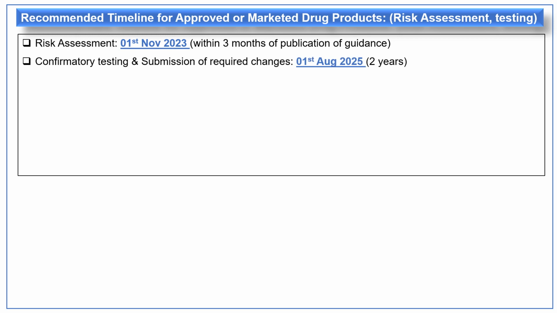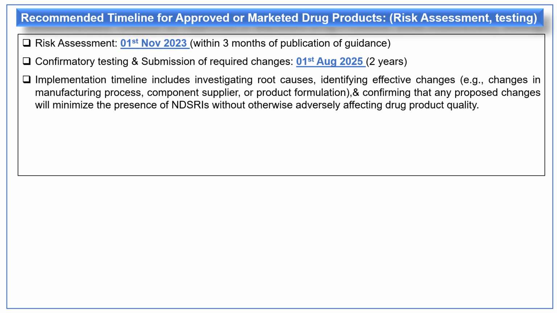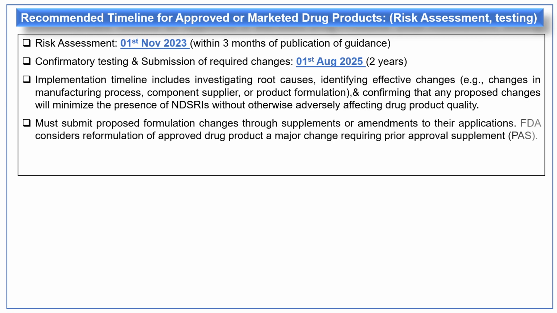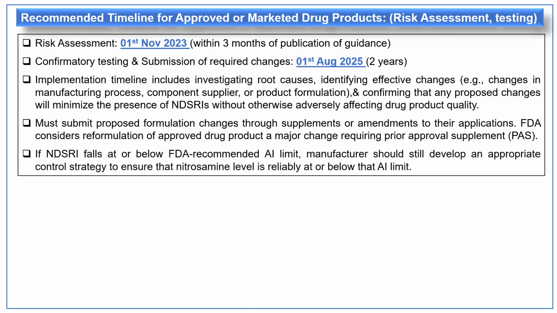Steps 2 and 3, that is confirmatory testing and submission of the required changes, have to be completed by 1st August 2025, that is 2 years from publication of the guidance. The implementation timeline includes the investigation of root causes, identifying effective changes to the manufacturing process, component supplier or product formulation, and confirming that any proposed changes will minimize the presence of NDSRIs. The firm must submit proposed formulation changes through supplements or amendments to their applications. If NDSRIs fall at or below the FDA recommended AI limit, manufacturers should still develop an appropriate control strategy to ensure that the nitrosamine level is reliably at or below that AI limit.